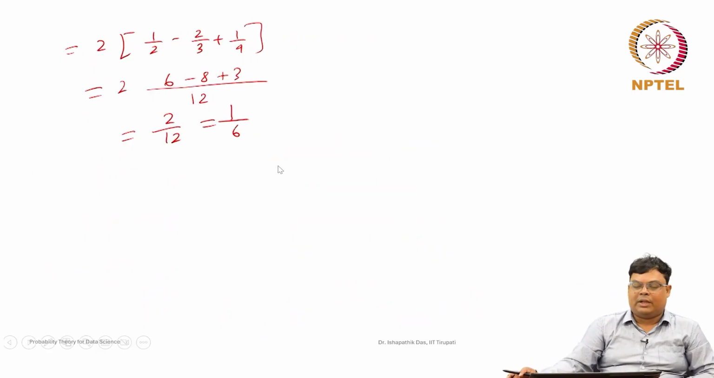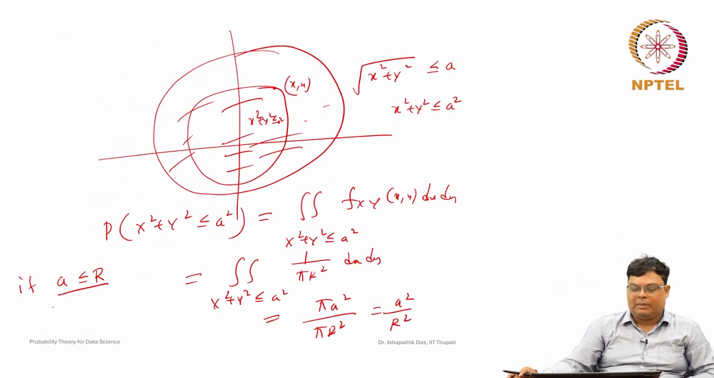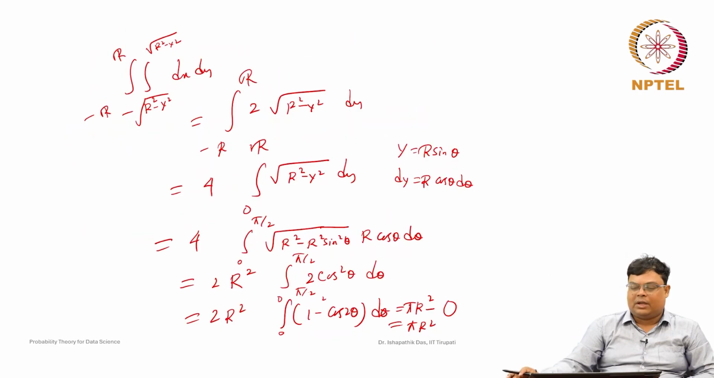That is why we have written already that whenever a is greater than r, this is 1, and if a is less than or equal to r, then this is a square by r square. So, this is the solution of this problem.